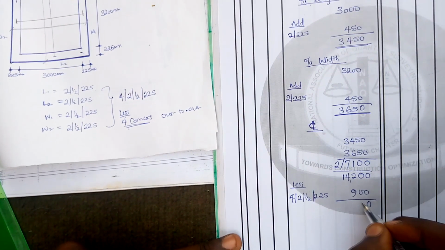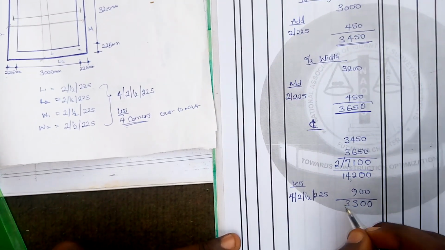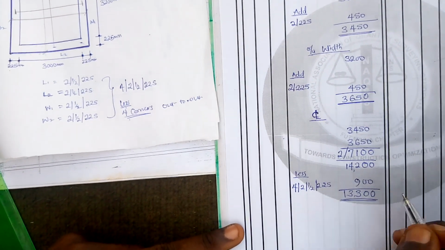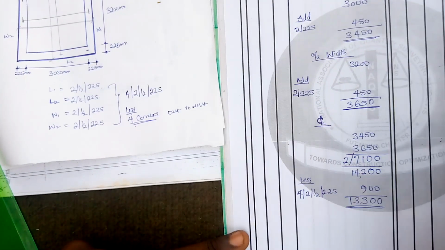So I have 0, 0, 12 minus 9, we have 3. I'm left with 3, 1. Now, this is my overall mean girth for plan A.